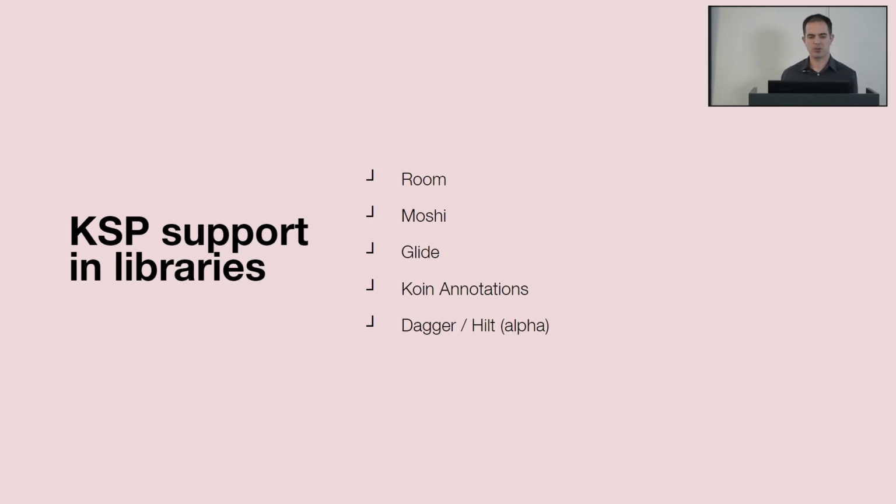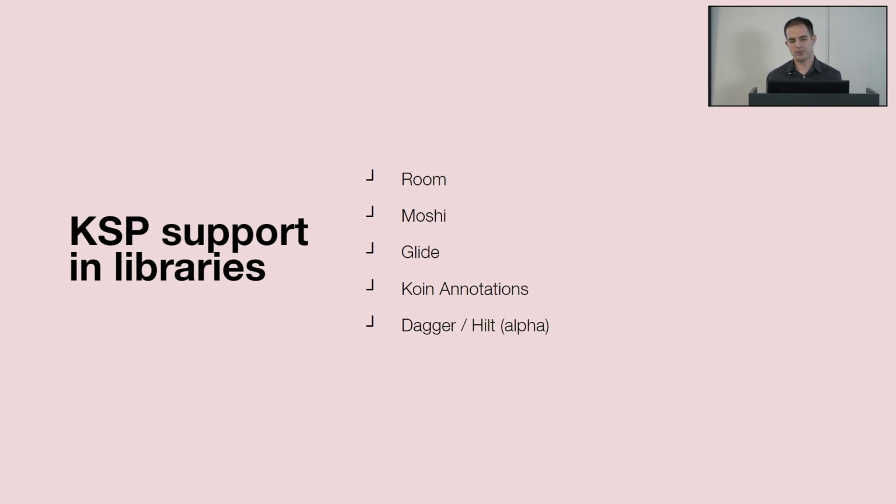I have a few examples here. The first library is Room. It is a database library for Android, and actually, as far as I know, it is now multi-platform, so it's also available on native platforms as well. It is an ORM library, so you can generate the SQL statements from your Kotlin code without having to write those SQLs, and it now supports KSP out of the box.